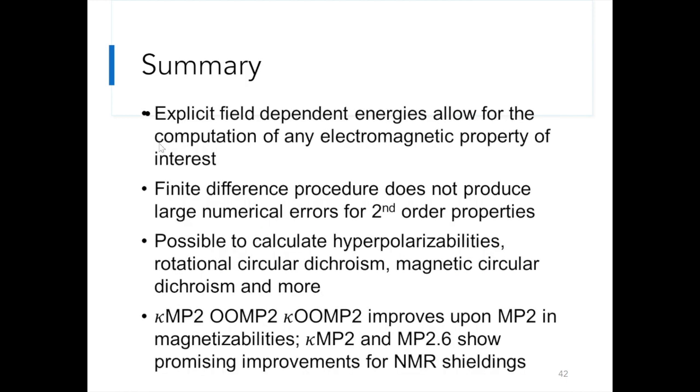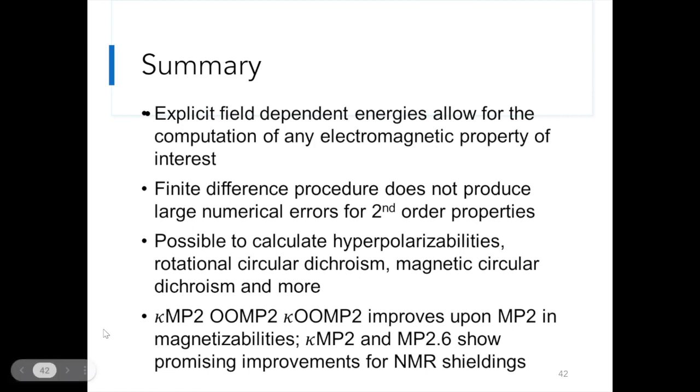Right, so in summary, getting the explicit field-dependent energies allowed us to calculate basically any electromagnetic property of interest with no additional implementation. It was a nice result that the finite difference procedure did not produce large numerical errors for second-order properties in particular. Using this formalism, we'll be able to calculate really a lot of properties in Q-Chem with basically just specifying the energy derivative that you want and what external perturbation you're interested in.